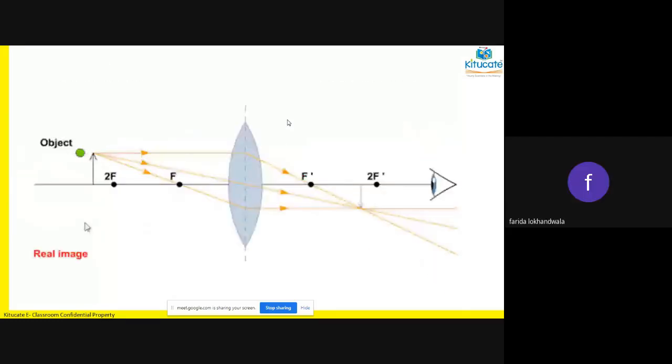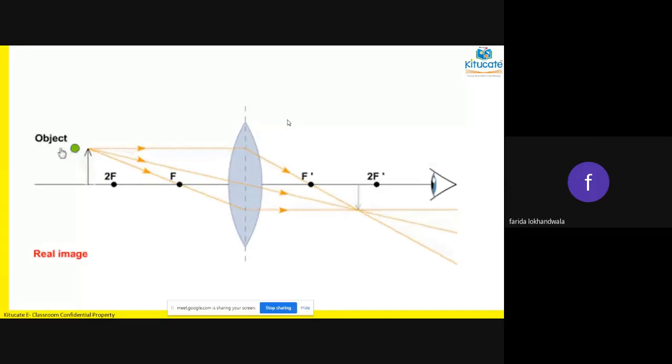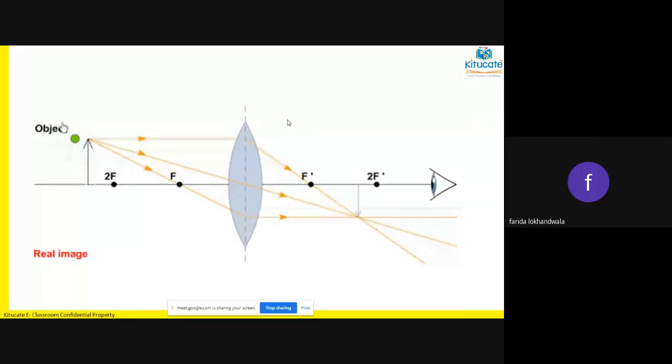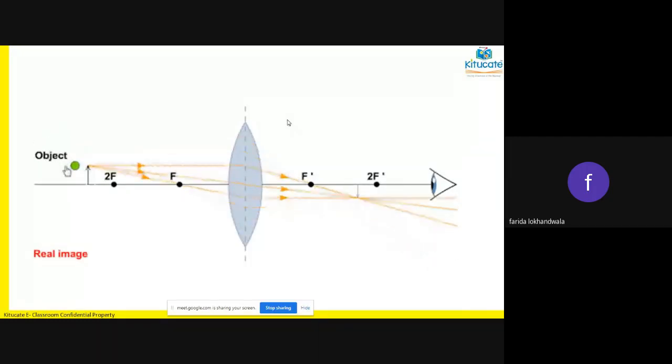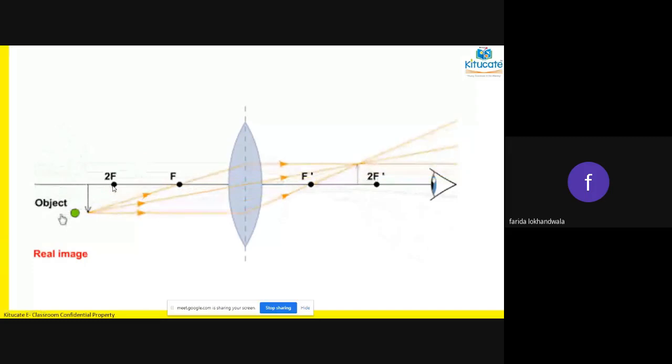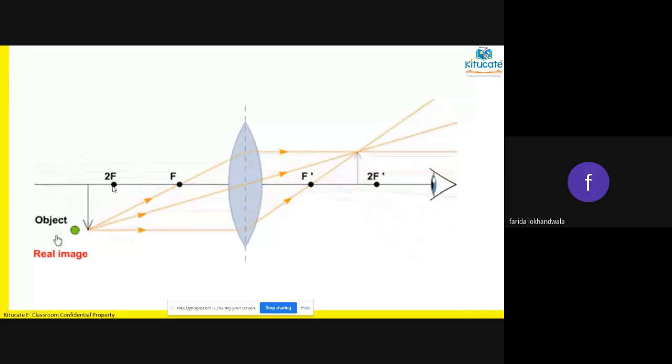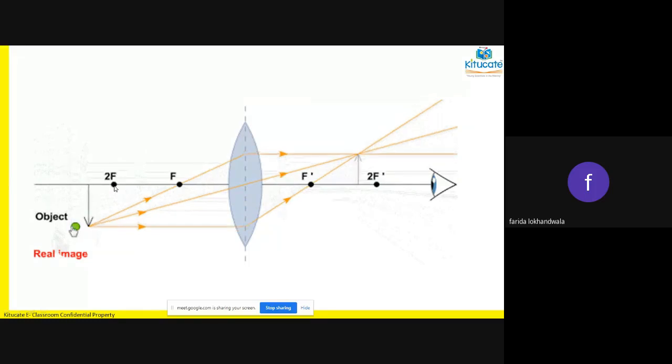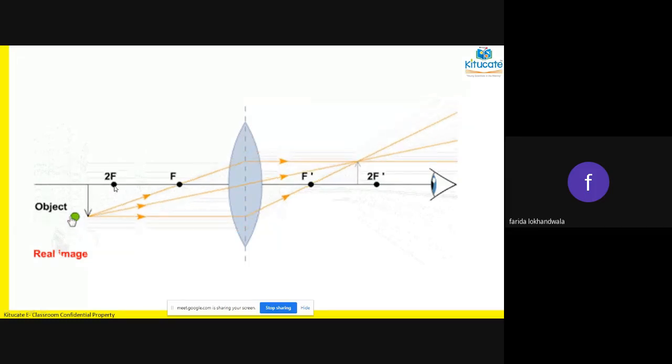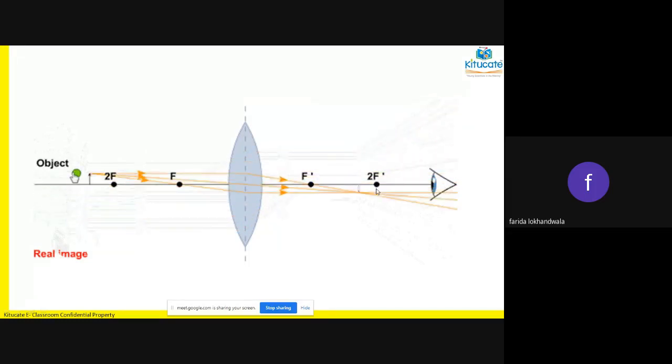One slide. See, now the object is what ma'am is trying to change. And on the right side, near the 2F, can you point near the 2F? Yes. On the right side where the 2F is, where the eye is seeing it, that is the image.